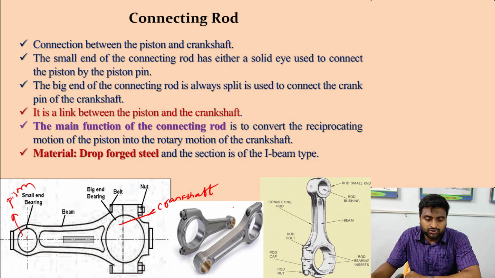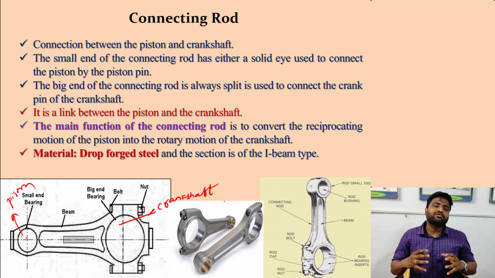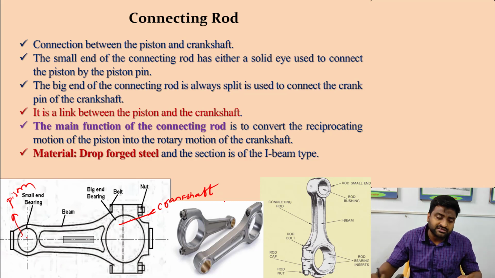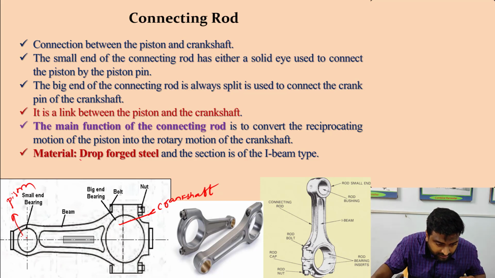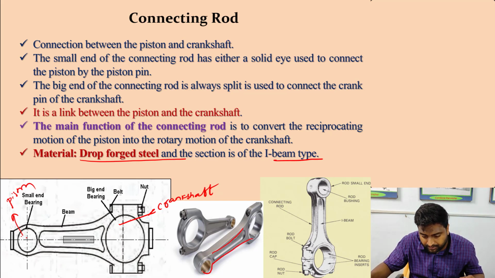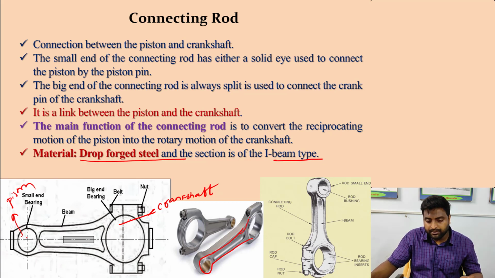So this helps to connect the piston and the crankshaft, or you can say it is a kind of link. What is the material used? The material used is drop forged steel and the section is I-beam type. You can see it over here, the section is I-beam type, and the material is drop forged steel.